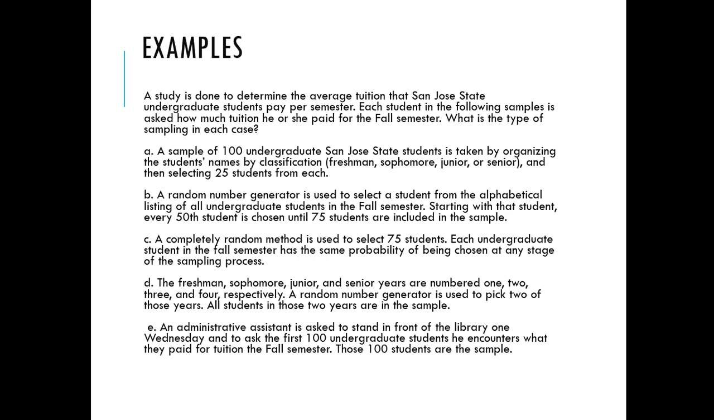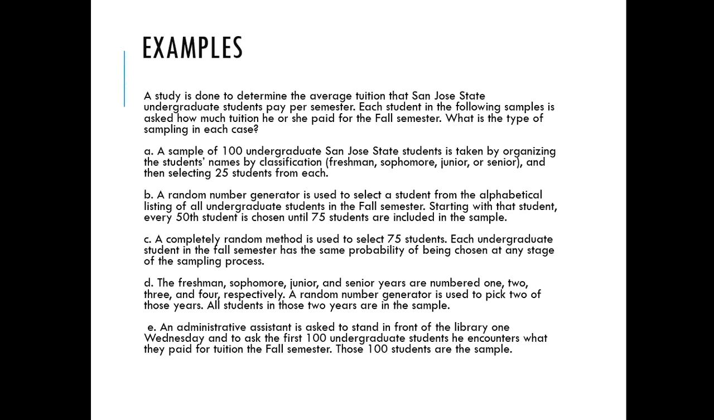C, a complete random method is used to select 75 students. Each undergraduate student in the fall semester has the same probability of being chosen at any stage in the sampling process. They chose 75 students at random. That's random sampling. That's how you know, because it says they have the same probability of being chosen.